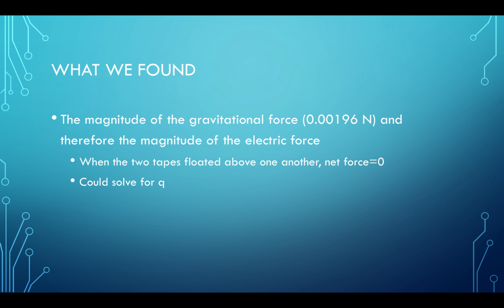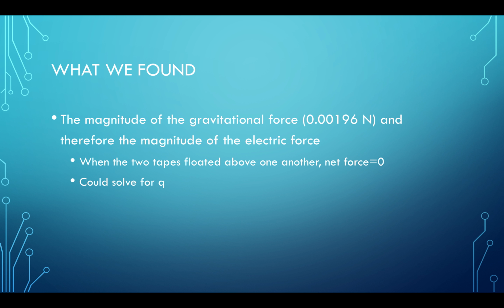We found the magnitude of the gravitational force, which is F equals mg. Gravitational force equals mass times the acceleration of gravity on Earth, which is 9.8 meters per second squared. Then we found the magnitude of the electric force. This was done by getting the two tapes to float above one another, since they repelled due to their like charge, and then measuring their separation distance.